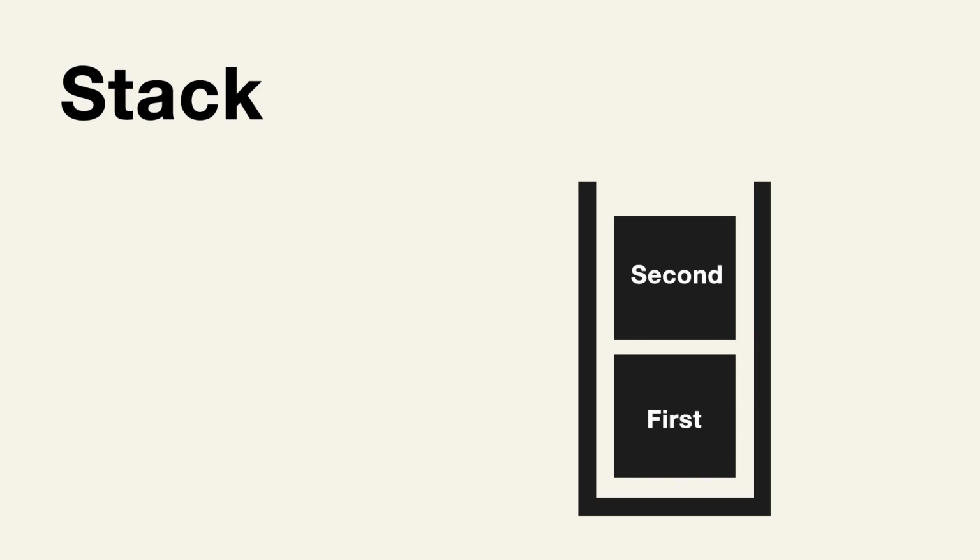LIFO is a method for handling data structures, where the first element is processed last and the last element is processed first. In stacks, elements cannot be added or removed out of order. They always have to follow the LIFO pattern.